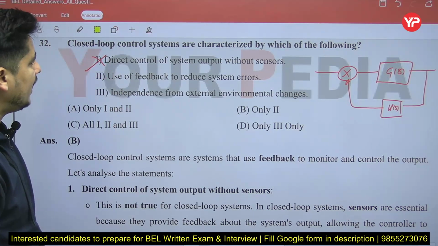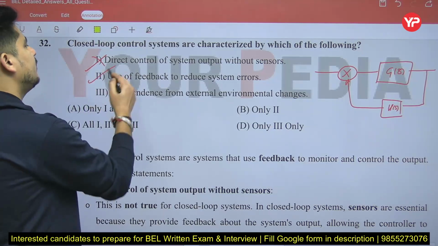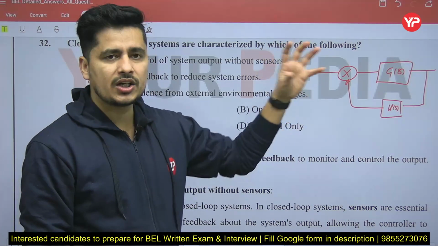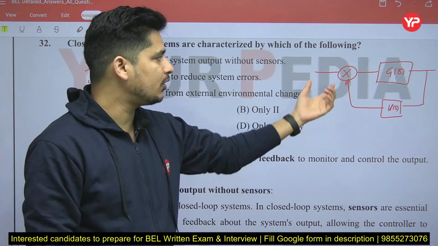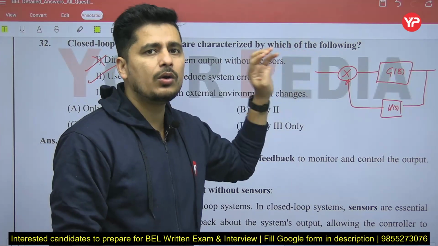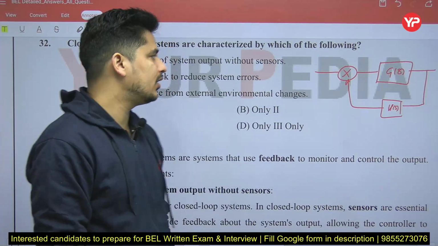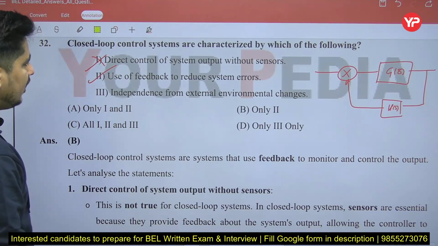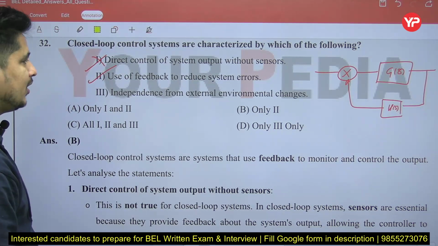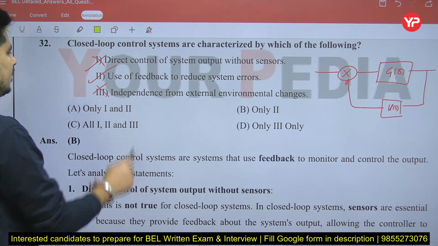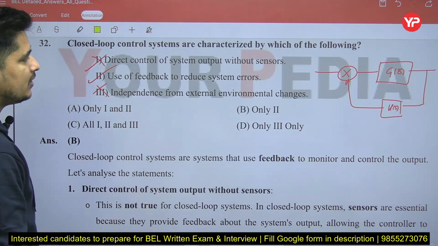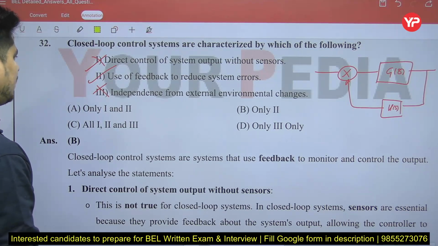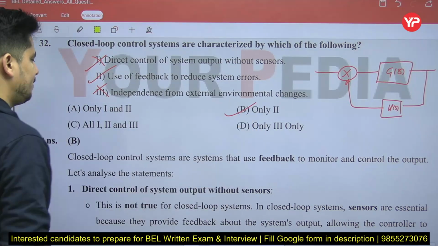Use of feedback to reduce the system error, that is the main thing. Because in the closed loop control system, we generally monitor the output and we try to find the error, and the controller will try to minimize that error. So what is the use? Use of feedback to reduce the system error independent from the external environmental change, that is also not correct. External environmental change will also affect that. It is not independent from that. So answer will be B.